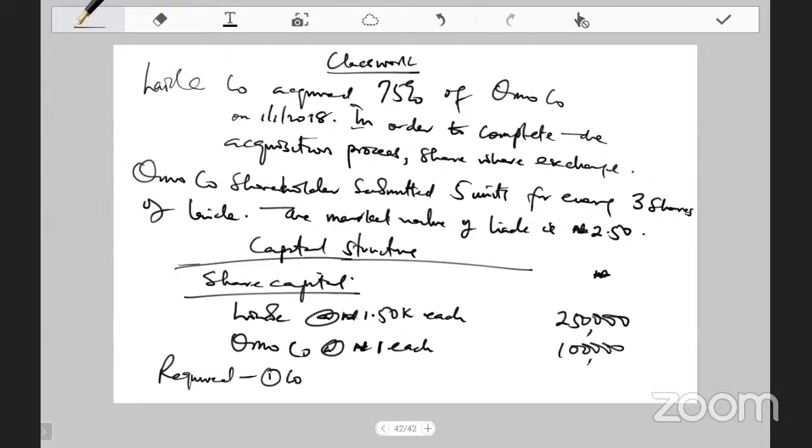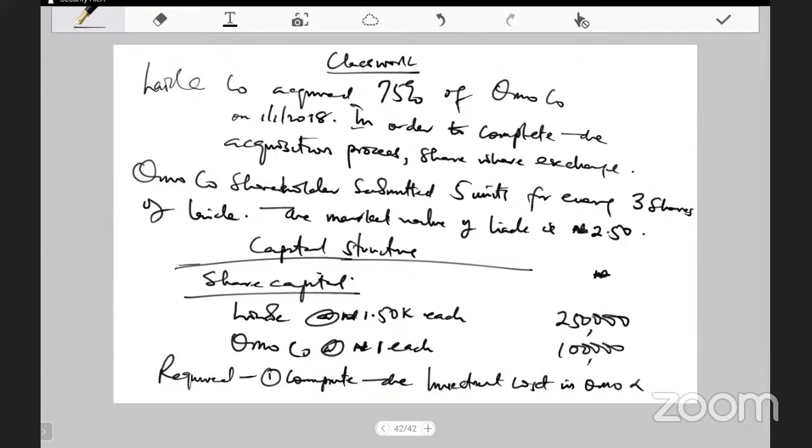Class, required: 1. Compute the investment cost in Omo and journal. So let's have it. This is exactly 6 o'clock, so you have 5 minutes. Investment cost in Omo and the journal.